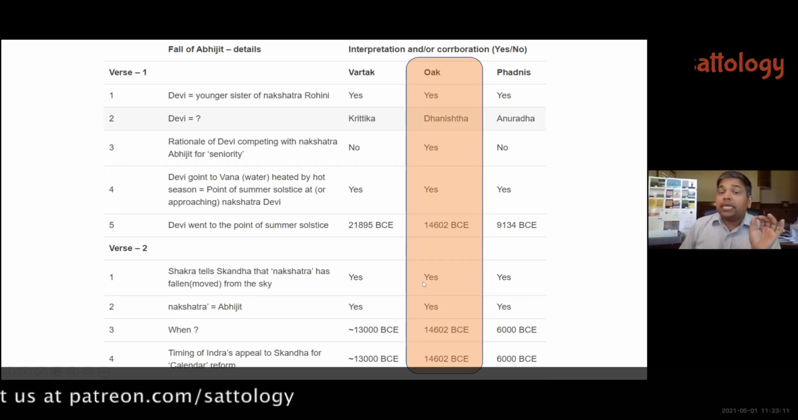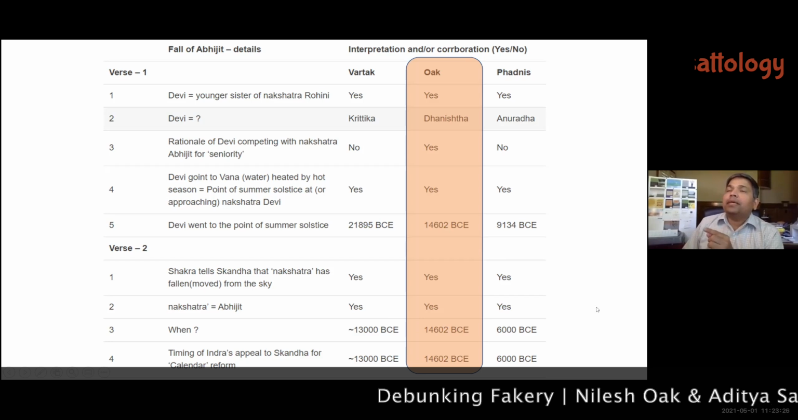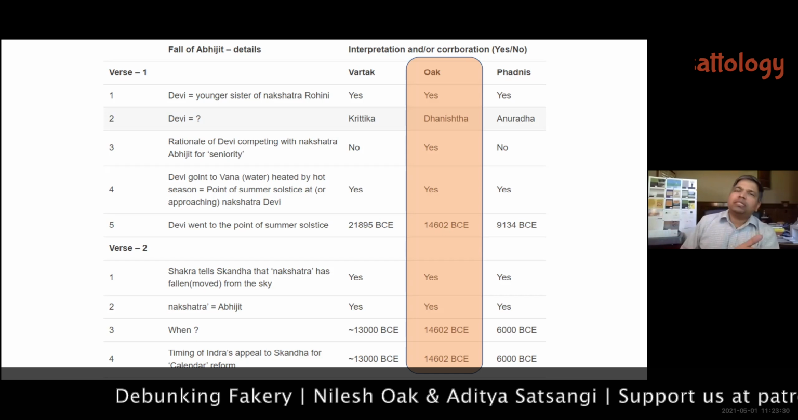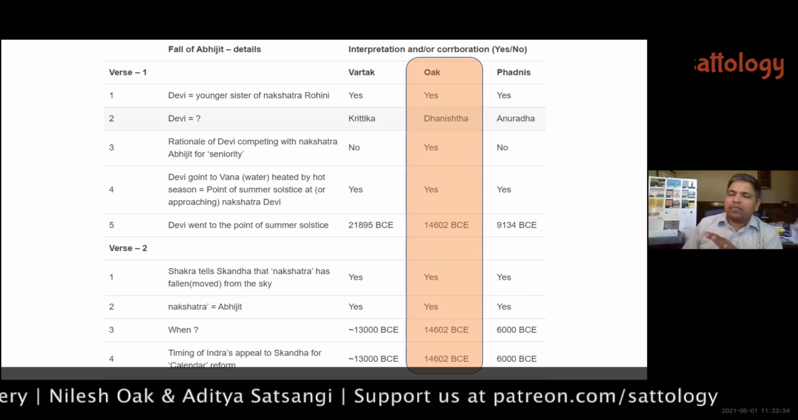Do they all agree? Yes, yes, yes. In case of Iyengarji, also we can say yes. But which Nakshatra? It's not clear. In case of these 3 folks, Vartak, Oak, and Fadnis, they all agree that yes, it is Abhijit. Iyengarji said so, but then he deflects, he talks, maybe it's a star near Jyeshtha, maybe a Chinese supernova doing something, not very clear.